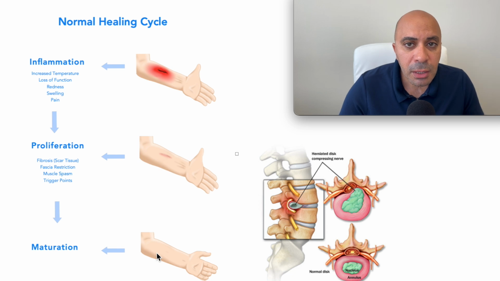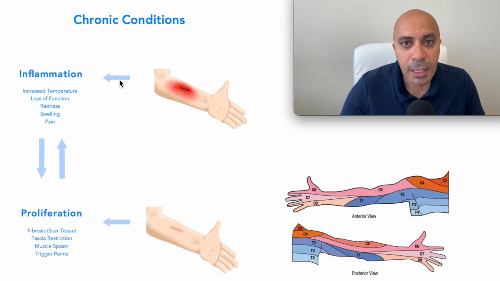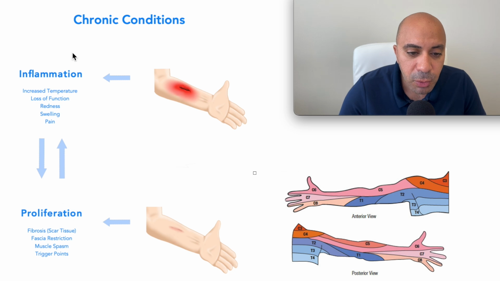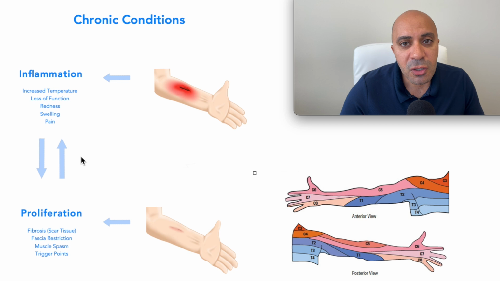When you continuously have symptoms, you're not in the normal healing cycle. You are in a chronic cycle, which is actually your body going back and forth between the inflammation and proliferation stage, compressing on the cervical spine and causing numbness, tingling, and weakness in the upper extremity. So to treat the root cause of the problem, we have to address the normal healing cycle.